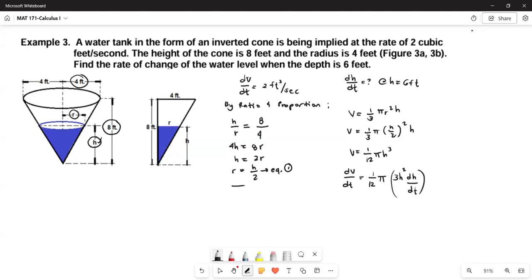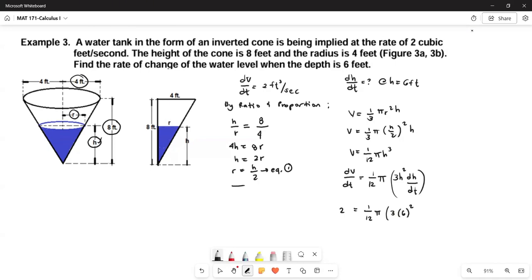So next natin gagawin is mag-substitute tayo ng values, if meron tayong values na pwedeng i-substitute. So ang tanong kasi muna is, ano daw yung rate of change of the water level when the depth is 6 feet? Yan. So bakit ko binanggit ulit yun? So yung dV over dt natin is magiging 2, di ba? Tapos yung h natin is equal to 6 dahil yun lang naman yung tinatanong na rate of change of water level. So naka-specify yung tanong sa 6 feet. Substitute natin yung values. So pi, then 3 times 6 squared.